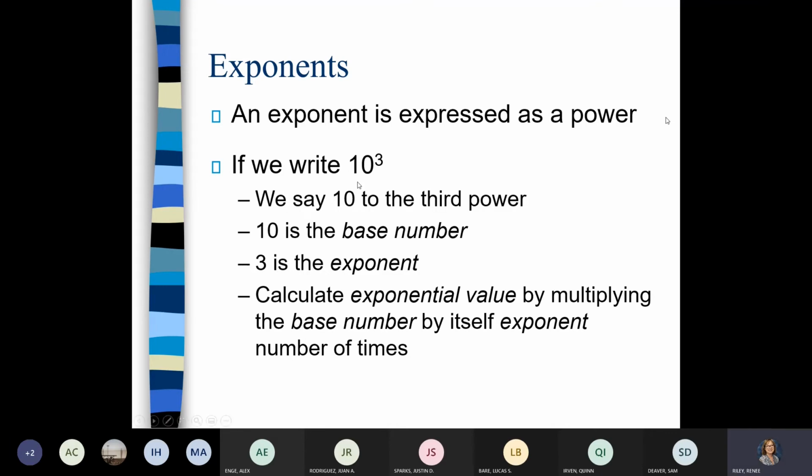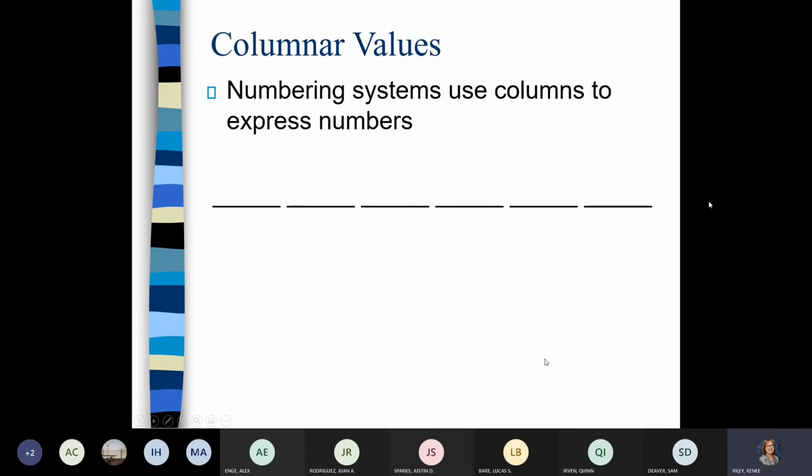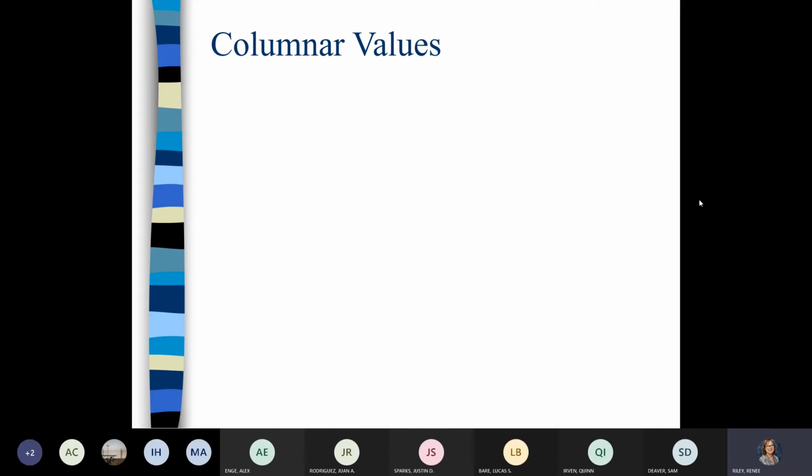exponents. If we write 10 to the power of 3, we might say 10 to the third power. 10 is our base, and 3 is our exponent value, right? And to calculate the exponential value, we multiply that base number by itself, exponent number of times. So 10 to the third power is the same as 10 times 10 times 10, which is equivalent to 1,000. So we have to do some basic math, get ourselves thinking about these numbering systems to do this. So when we're using a numbering system, we use the column, the place value of the digit to know what it's worth, right? So each column has its own place value.